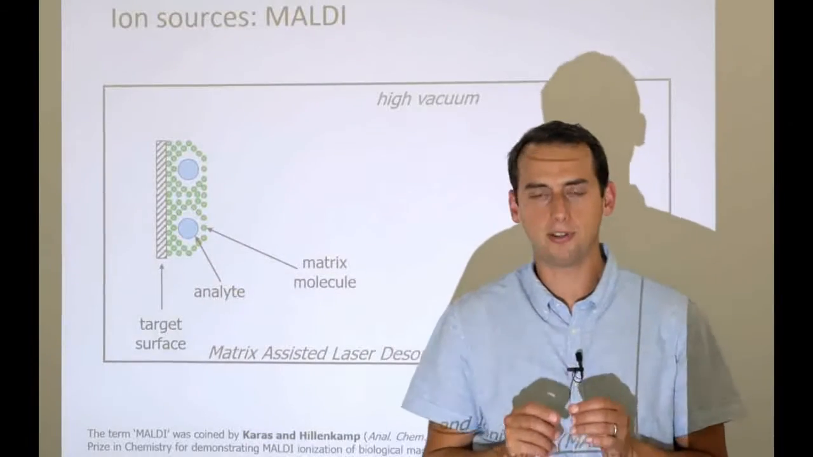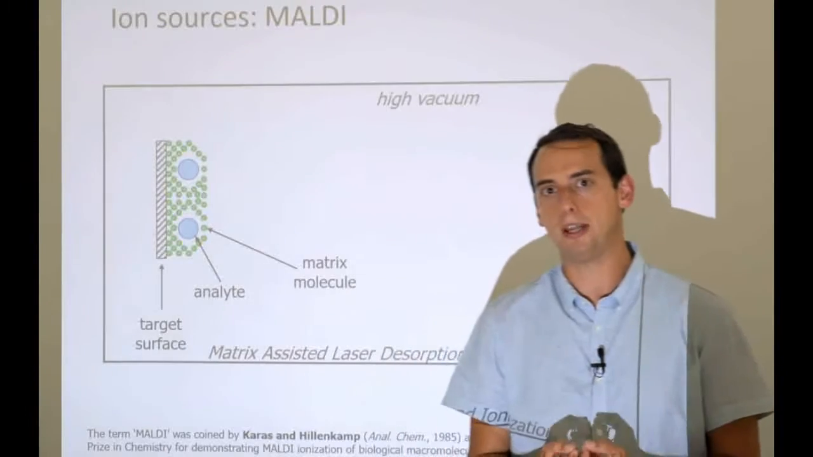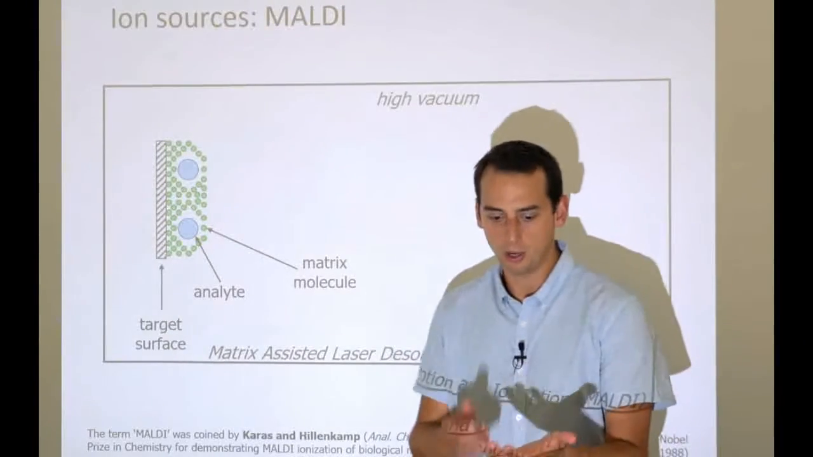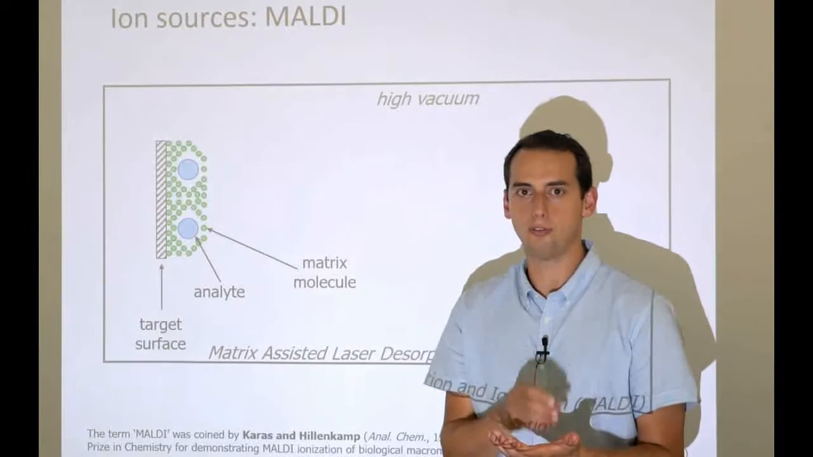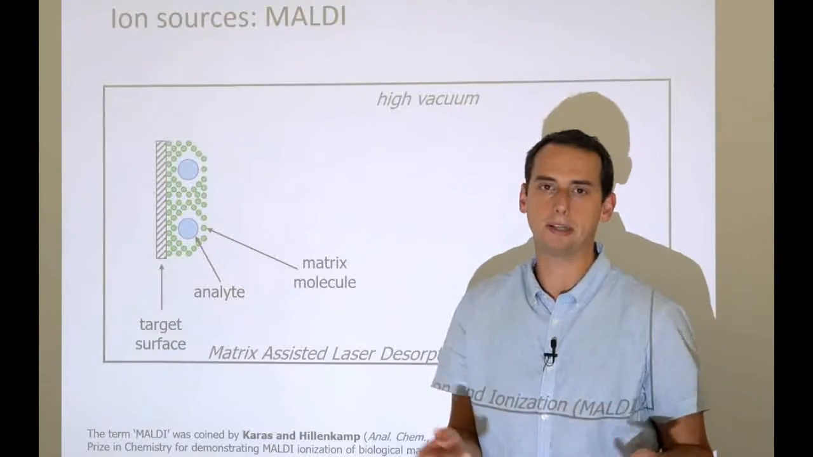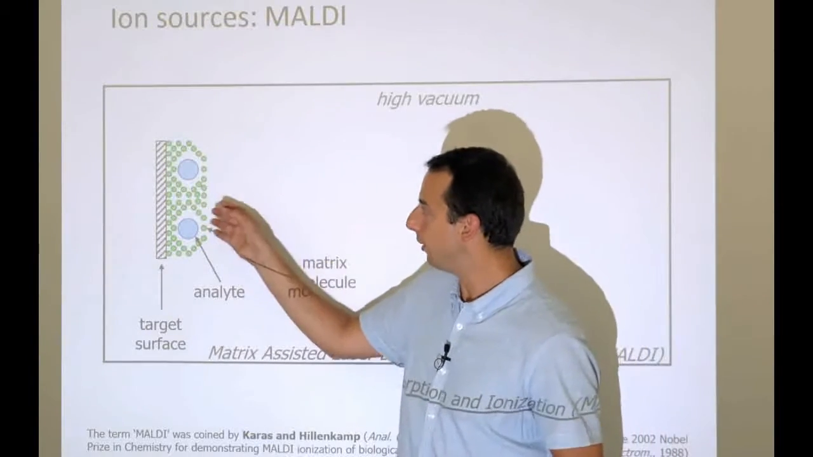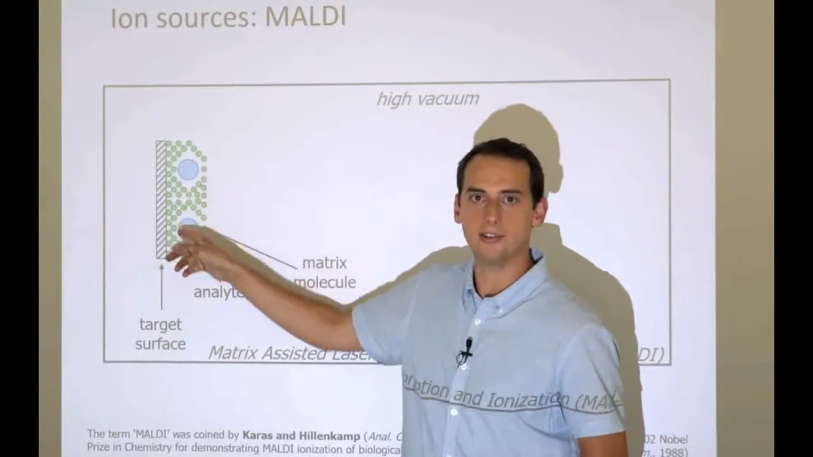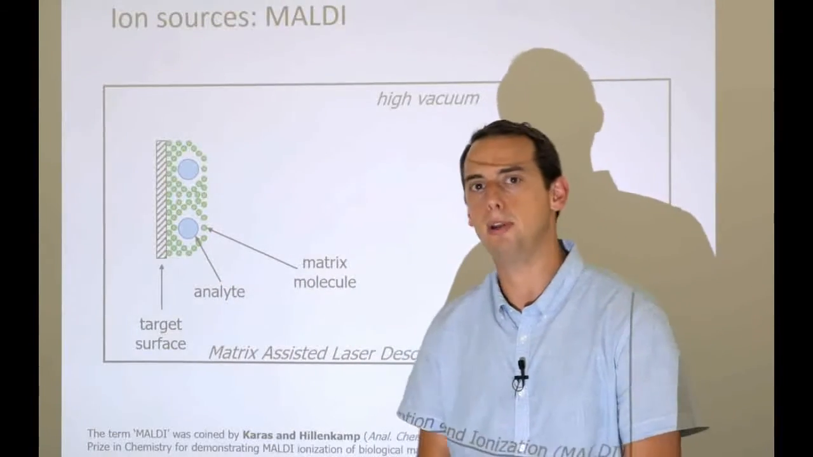Now, what is important is that this is solid phase. In fact, it crystallizes out on the plate. This is why we need a solid support. We're depositing a droplet, and then letting the liquid, the solvent, evaporate. The solvent typically is water with some hydrophobic substance in it. And then we let that evaporate, and as it evaporates, this crystallizes out on the plate. So it's solid state sample with matrix.